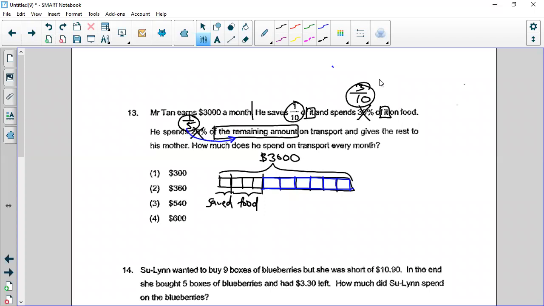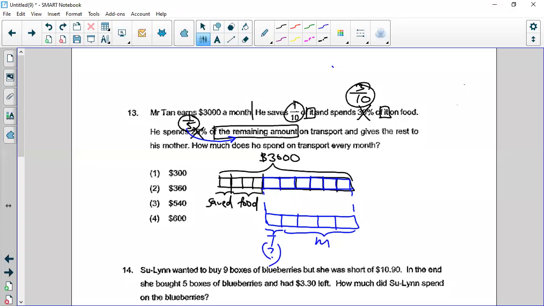And you look at the last fraction, you have to cut the remainder into 5 boxes. But you look at your model, you only have 6 boxes. How do you cut into 5 boxes? You cannot cut into 5 boxes, then what do you do? Drop down. Okay, this is basic model drawing. Your P5, how you draw the remainder model. So you drop down and then you cut into 5 boxes and then you label. So he spent 1/5 on transport and he gave the rest to his mother. So how much did he spend on transport every month? That's your model.